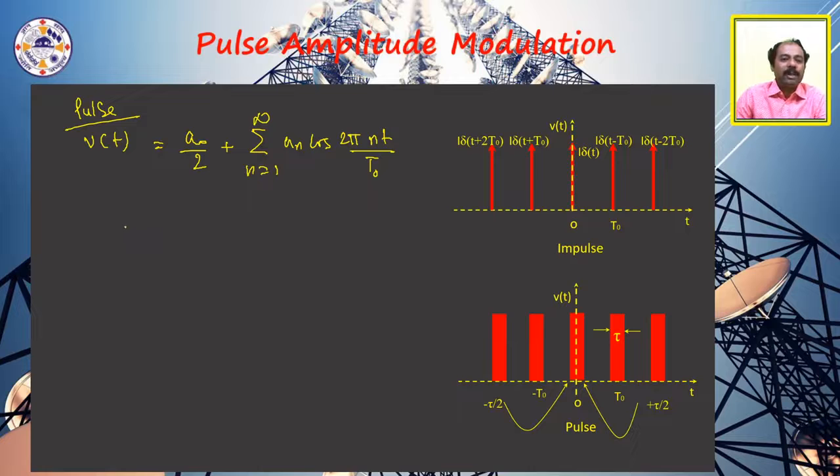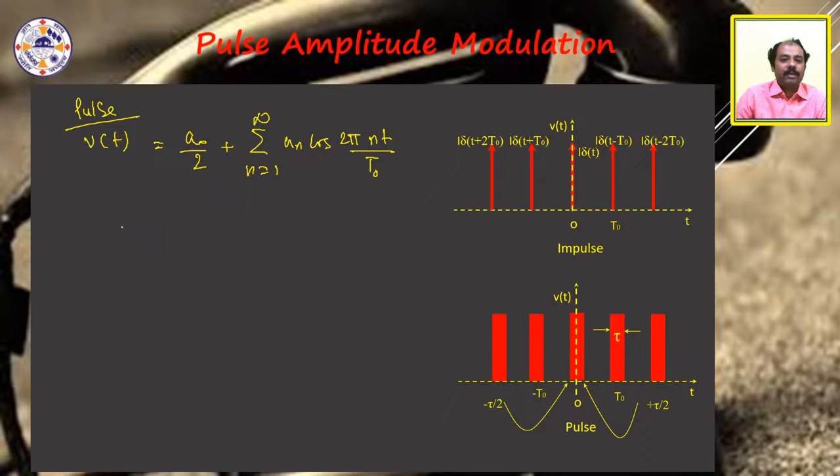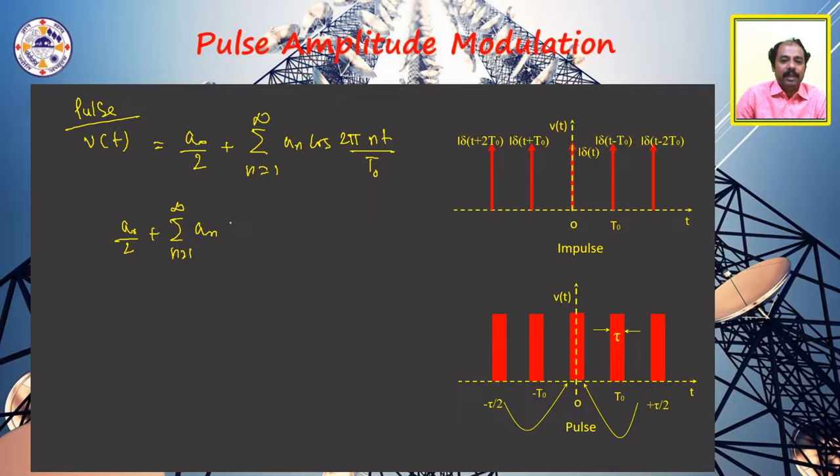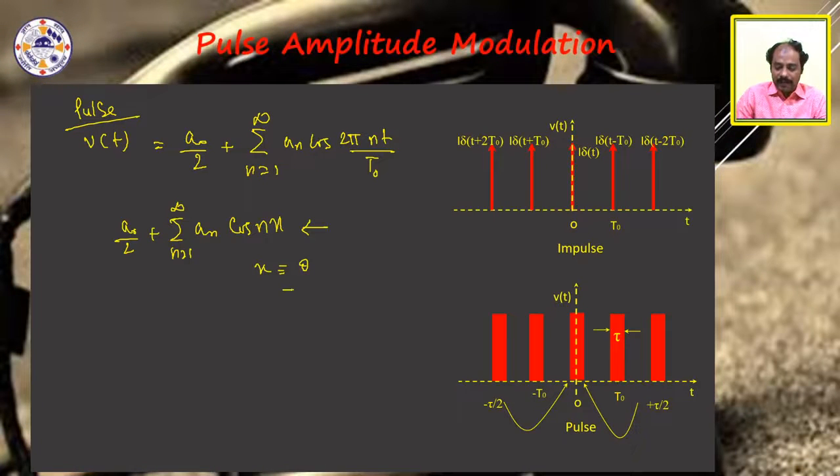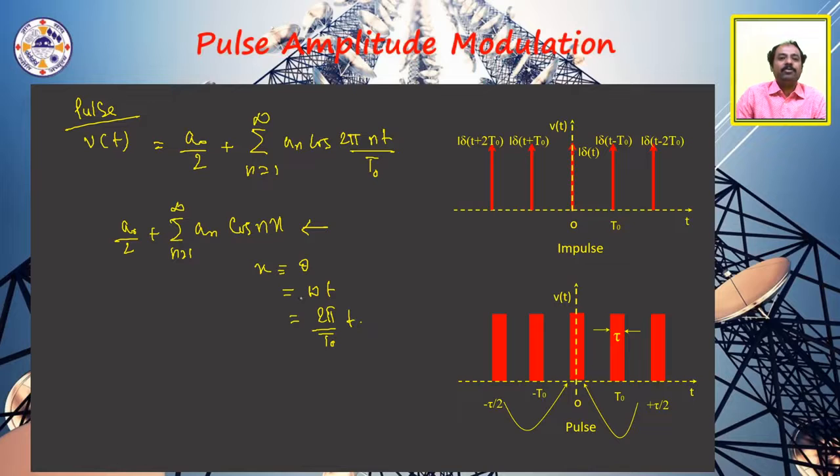Now don't get confused, you are familiar with the Fourier expansion in terms of x. You write the Fourier expansion as a0 by 2 plus summation over n equals 1 to infinity an cos nx. You are familiar with these terms. Now we have replaced x by theta, and theta equals omega into t, so this equals 2 pi by t0 into t. So we have replaced x by 2 pi t by t0.